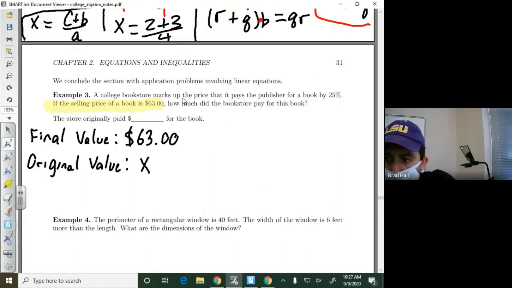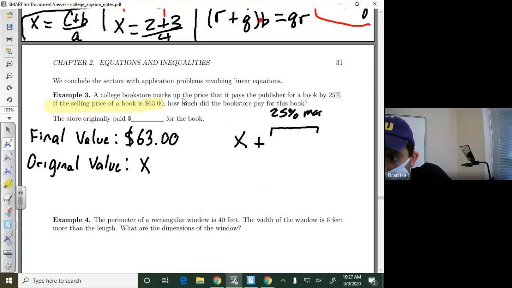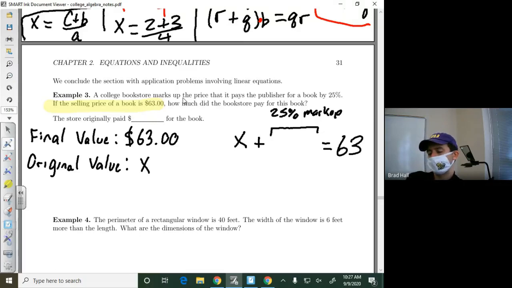So naturally, we can set up an algebra problem. x is the original price. We're going to leave some space for the 25% markup, and we'll fill that out in a second. And then after all of that, we get $63. So I guess the question is, what does it mean to mark something up by 25%?